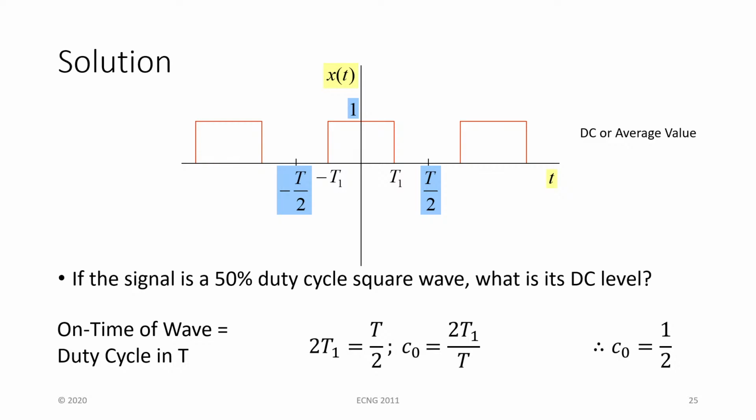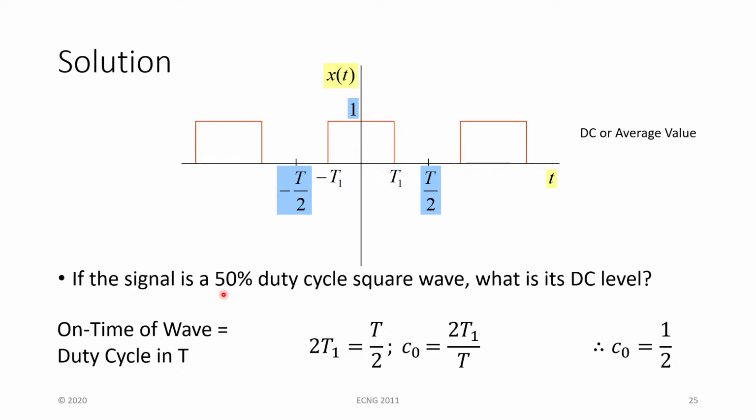The question can be expanded: if the signal had a 50% duty cycle square wave, what would the DC level be? We need to establish a relationship between the on time of the wave given to us and the duty cycle we are asked about. The on time of this wave is t1 going from 0 to negative t1, and also t1 going from 0 to positive t1. So the waveform is on for 2t1.